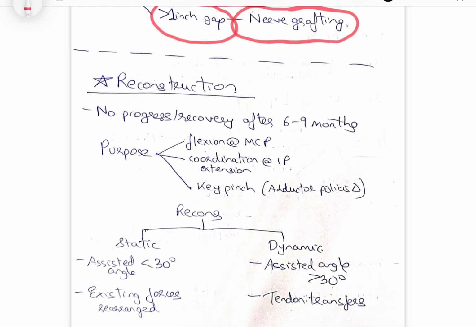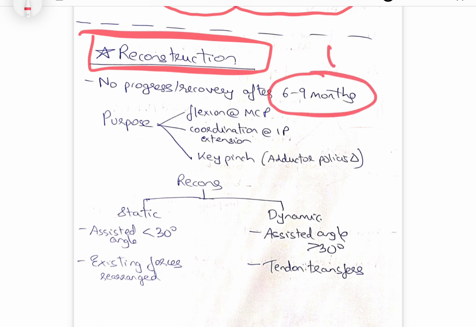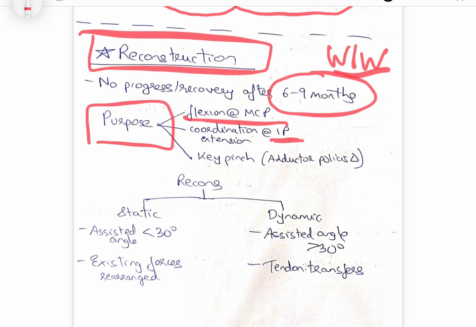Now the last part and very interesting part is the reconstruction procedures. When do we go for reconstruction? When there is no progress or recovery after 6 to 9 months of conservative management or wait and watch. Okay, so as we discussed, because of the deformity, what do we want to restore? We want to restore the flexion at MCP joint. We want to restore the extension and coordination at the IP joint, and we want to restore the key pinch because the adductor pollicis is affected.